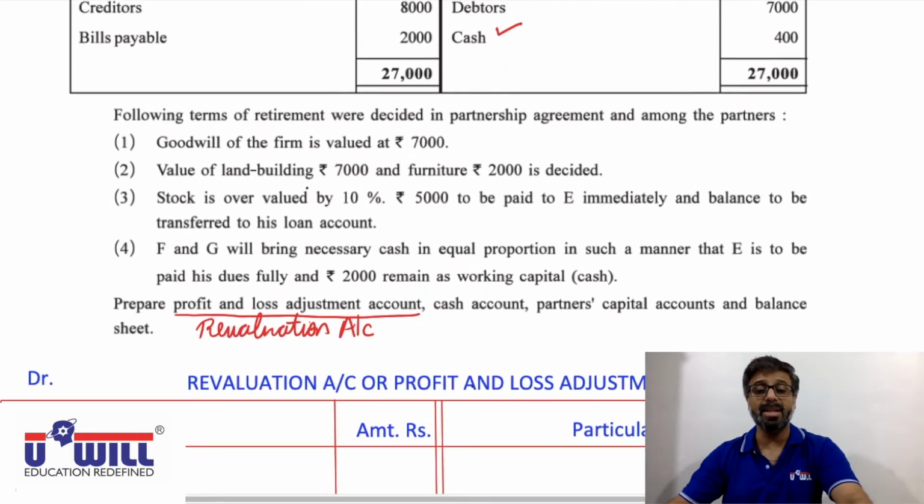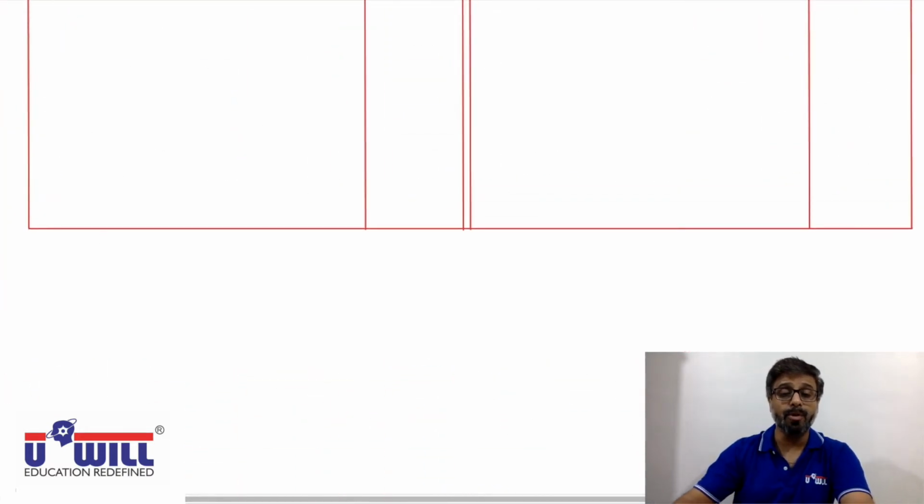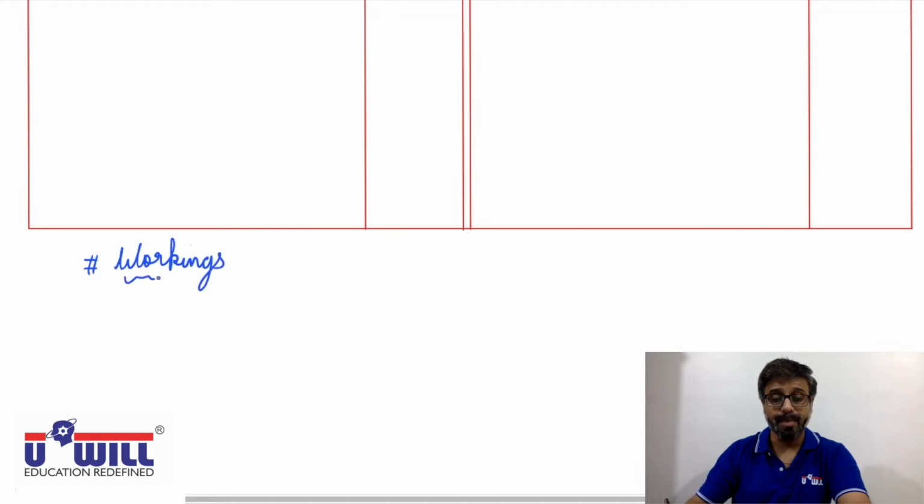So now we can make the workings of goodwill. Goodwill is valued at 7,000. So all of you write down after the balance sheet, working note 1. For goodwill, we always make the workings and show the journal entry before we give the effects. What is the entry to be passed for goodwill in this chapter?